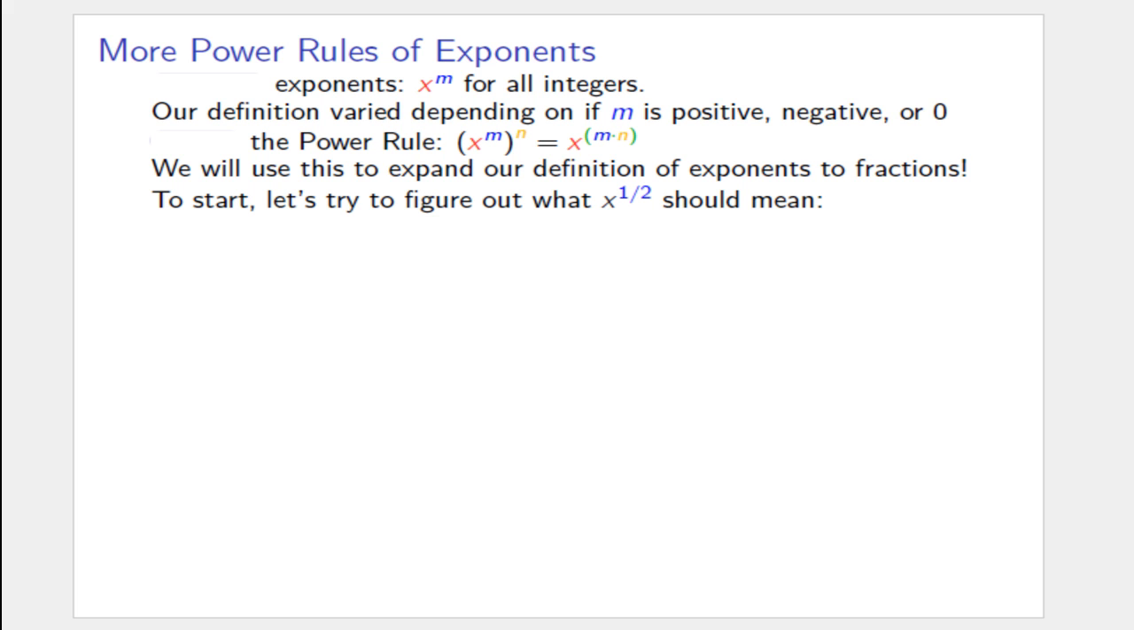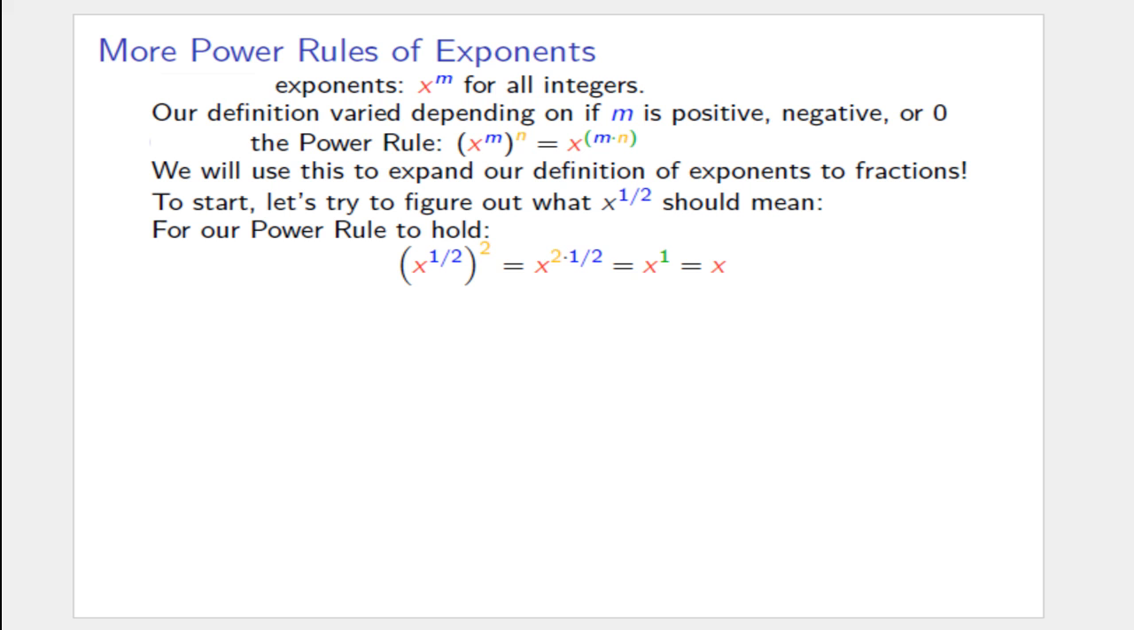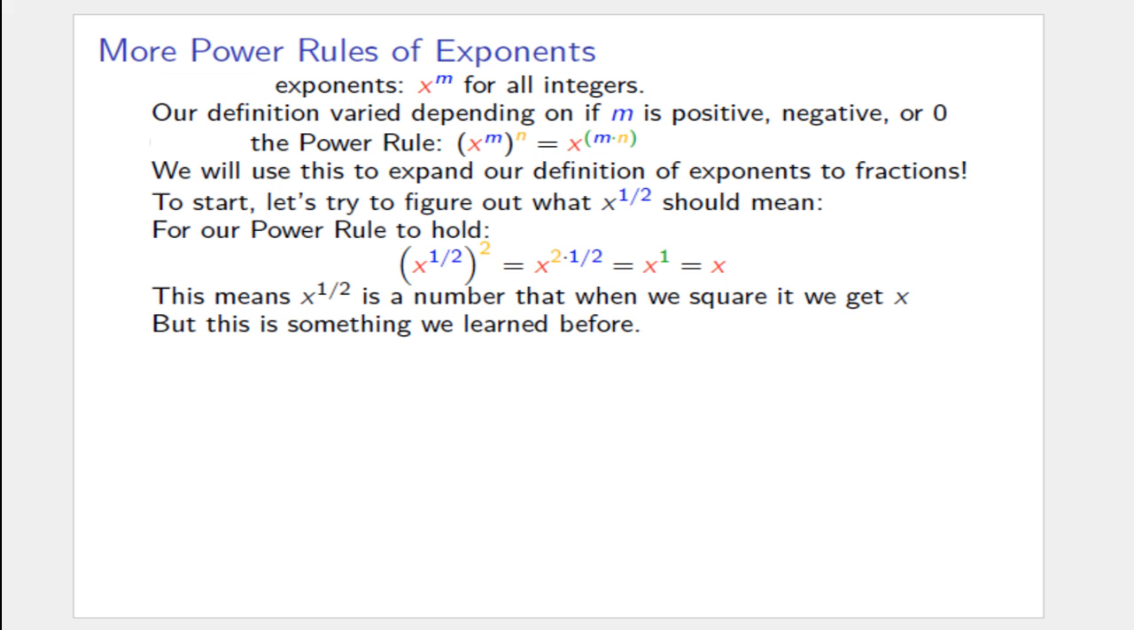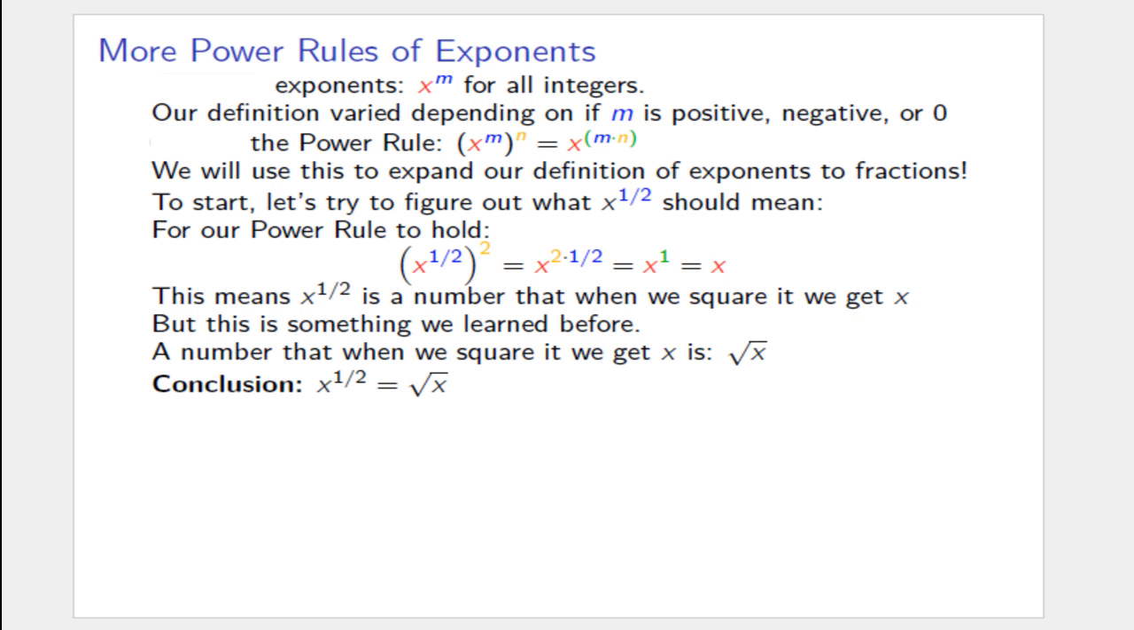To start, let's try to figure out what x to the 1/2 should mean. For our power rule to hold, we would need x to the 1/2 squared to be x to the 2 times 1/2. But 2 times 1/2 is 1, so x to the 1/2 squared needs to be x to the 1, which is x. This means that x to the 1/2 is a number that when we square it, we get x. But this is something we learned before. A number that when we square it, we get x is the square root of x. So we can conclude that x to the 1/2 equals the square root of x.